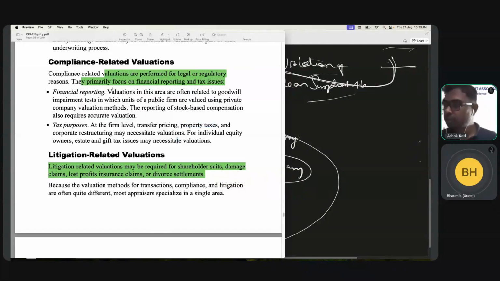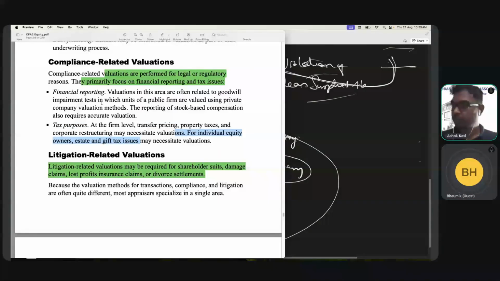So how you can understand this is, financial reporting is normal business accounting that will help you know the goodwill of the company, how much additional profit the company is able to make. And then for tax purposes also you need to know the valuation. These are all compliance related valuations.